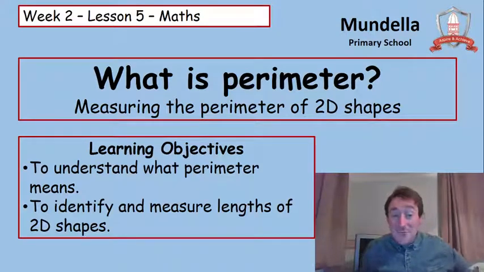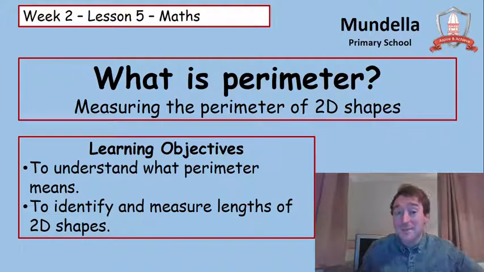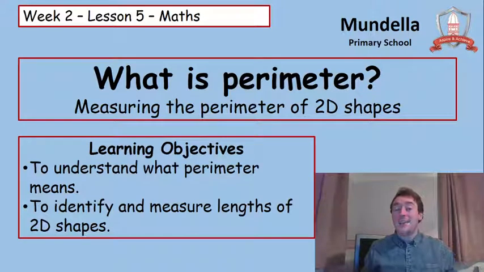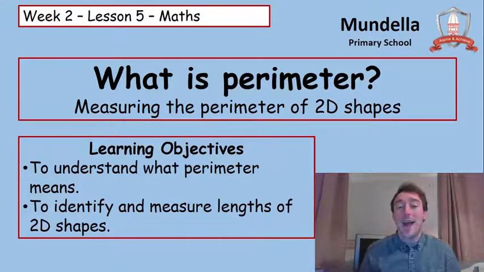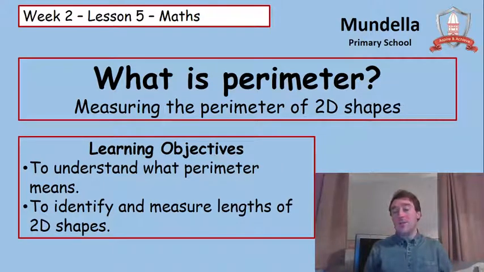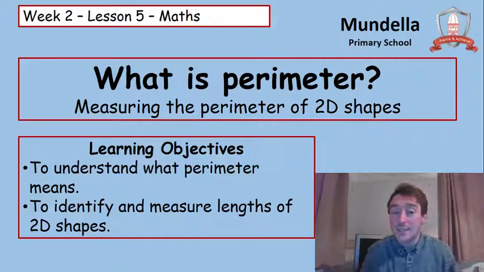Year 3 and welcome to our final lesson of the week of maths. And today we're going to be doing something slightly different. We're going to be looking at perimeter. So we're going to use what we've learned over the last couple of weeks and find out what is perimeter. Our learning objectives will be to understand what perimeter means and to identify and measure lengths of 2D shapes.